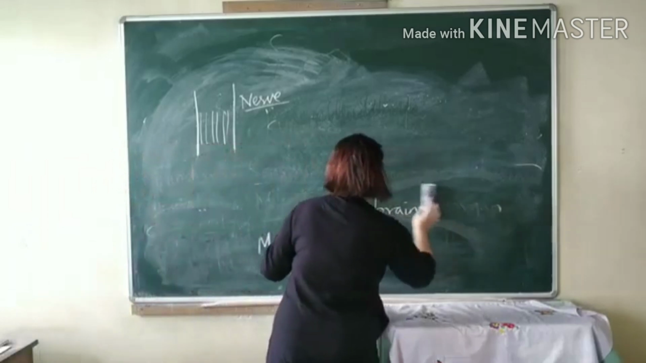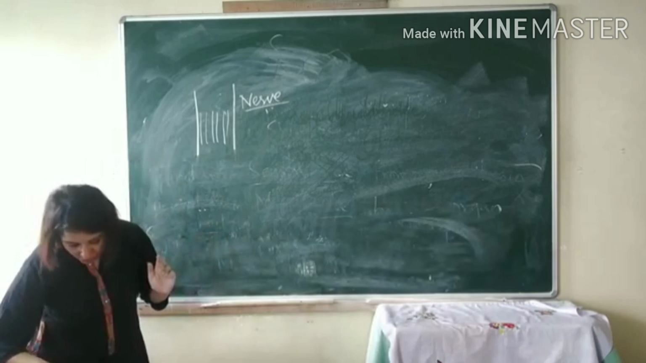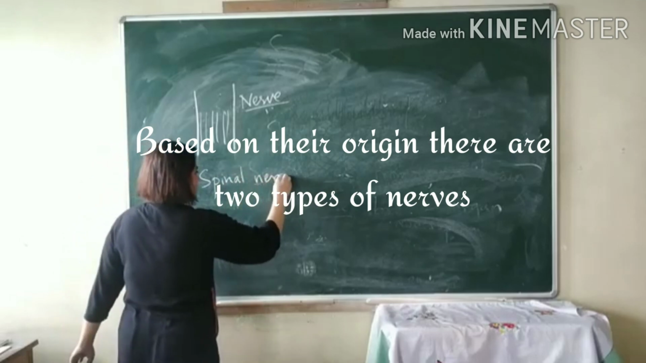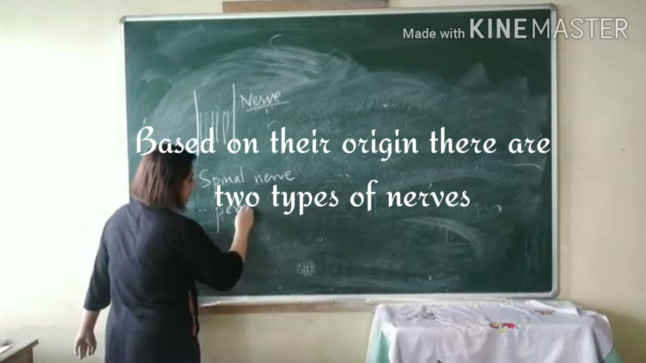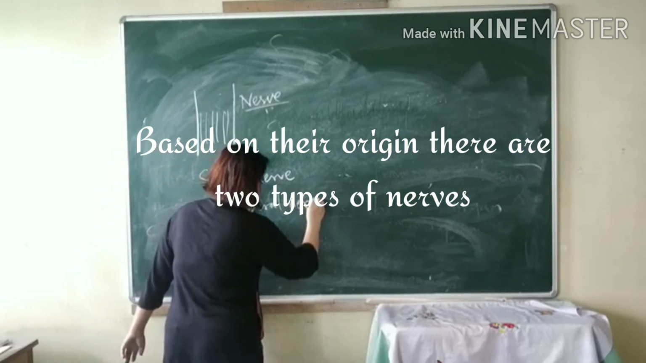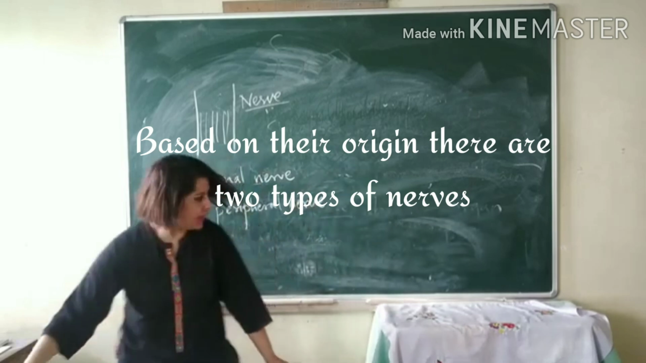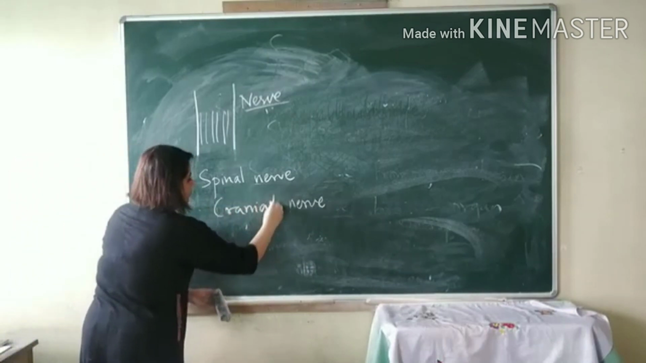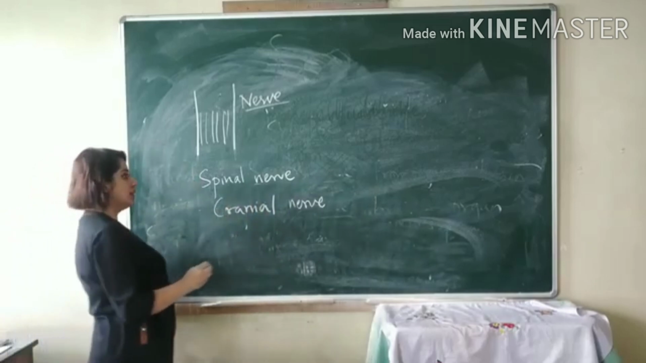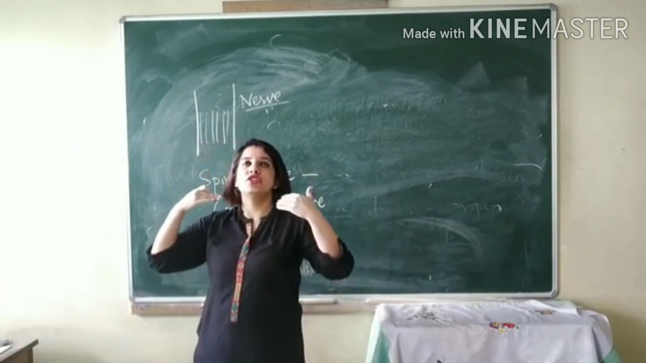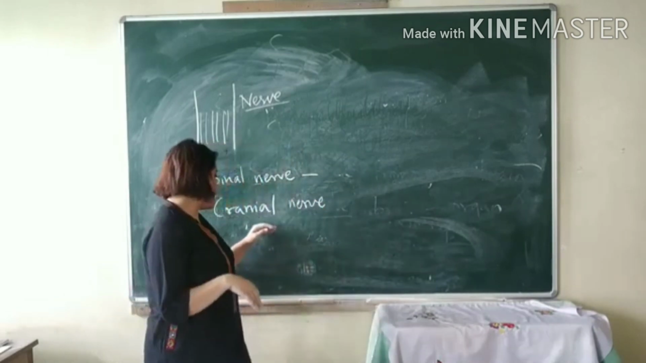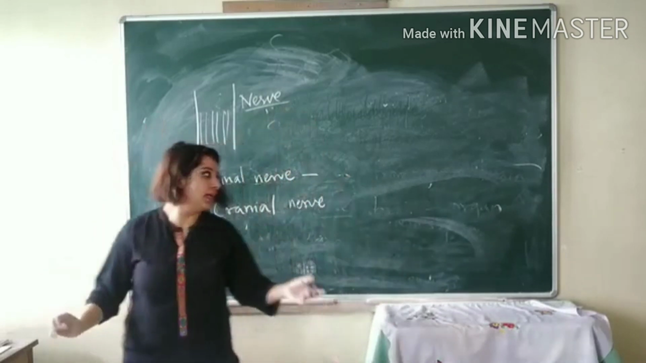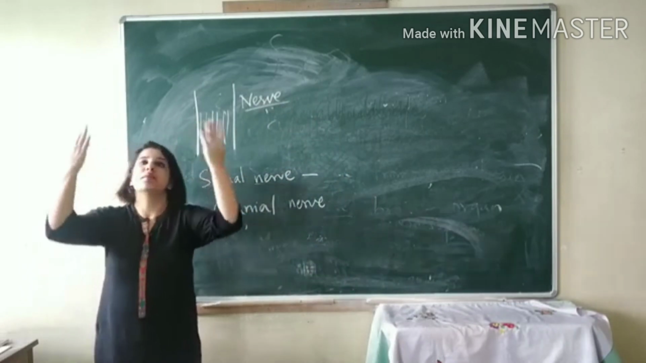Then we have two types of nerves based on their origin. One is the spinal nerve and the cranial nerve. Spinal nerves are nerves which originate below your neck. Okay? And cranial nerves are the nerves which arise from your brain or which arise above your neck. Spinal nerve below your neck, cranial nerves above your neck.